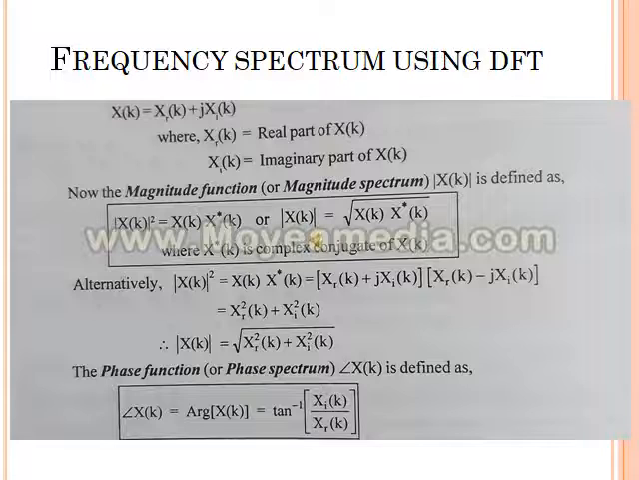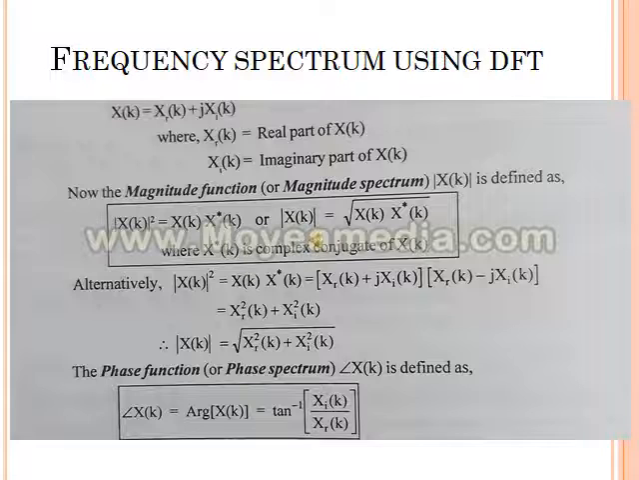Now we can plot its magnitude versus frequency, which is called the magnitude spectrum, and we can plot its phase versus frequency, which is called the phase spectrum. Both these spectrums are called the frequency spectrum of the signal that is obtained using DFT.